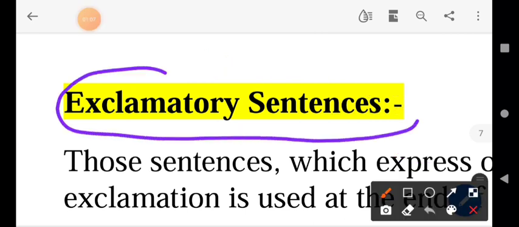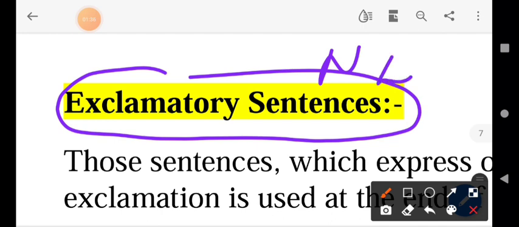This is the main topic today. Only exclamatory sentences we will discuss in today's session. Please listen carefully with concentration, my dear students. First of all, we should understand what the exclamatory sentences are, and then what the rules are to change into indirect narration or indirect discourse or reported speech. These are all synonyms for reported speech.